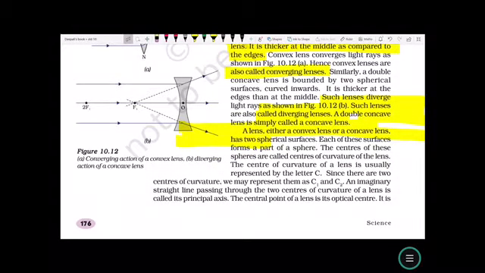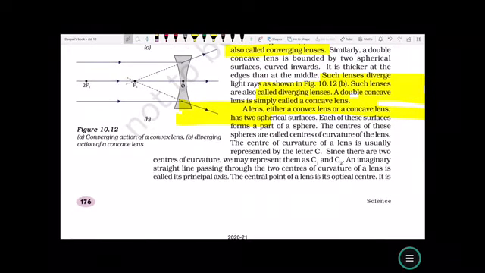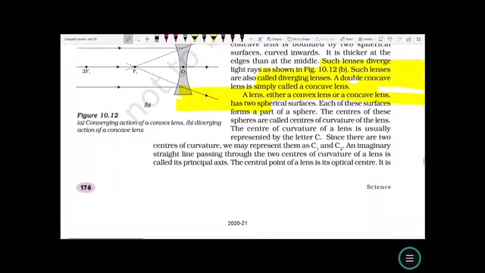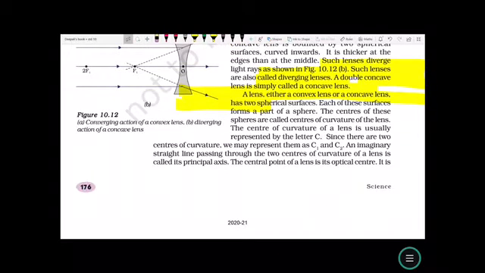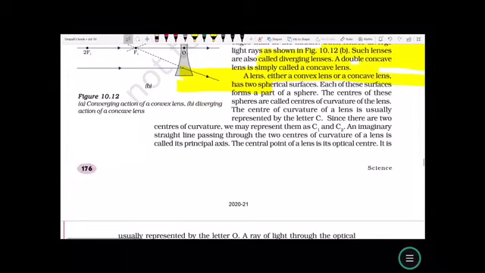A lens, either a convex lens or a concave lens, has two spherical surfaces. Each of these surfaces forms a part of a sphere. The centers of the spheres are called the centers of curvature of the lens. The center of curvature of a lens is usually represented by the letter C. Since there are two centers of curvature, we may represent them as C1 and C2. An imaginary straight line passing through the centers of curvature of a lens is called the principal axis.